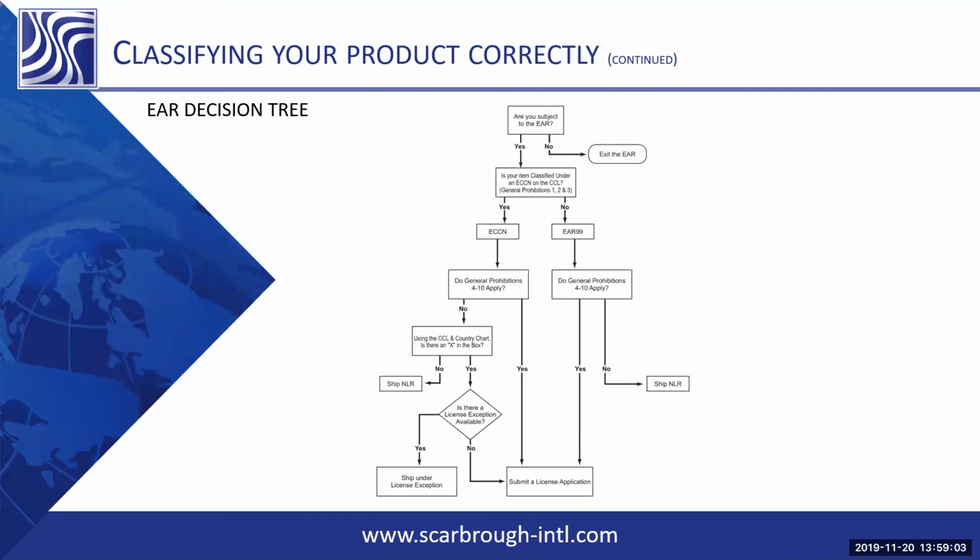Here is an ECCN decision tree. It guides you on how to determine whether you might need a license for your type of product or not. If you're unsure of your classification, please contact the U.S. Department of Commerce. They'll be most helpful, take a very deep look into your commodity, and be able to guide you through this process. It's very important to classify your product correctly.